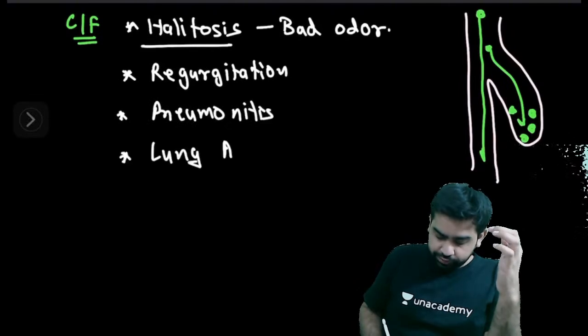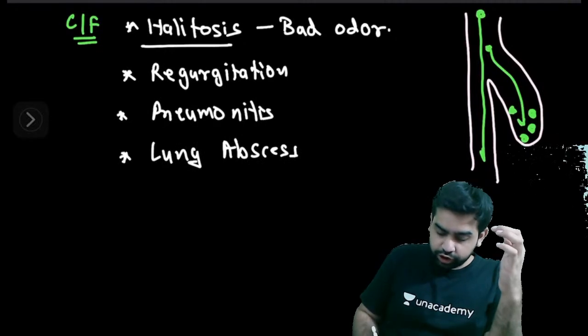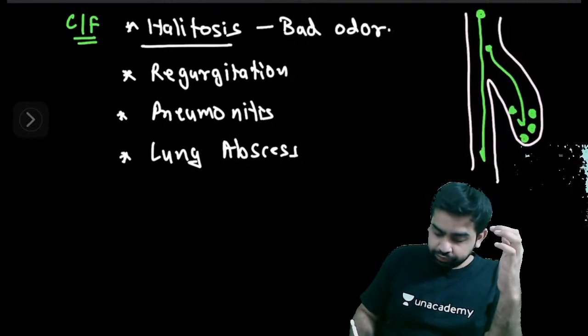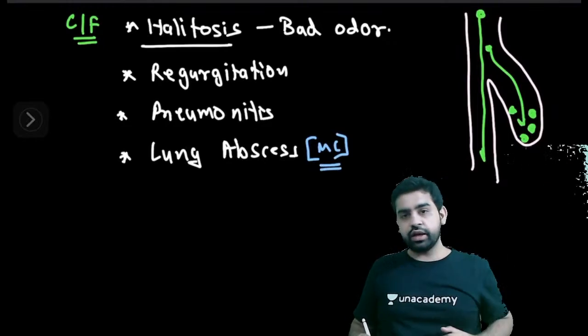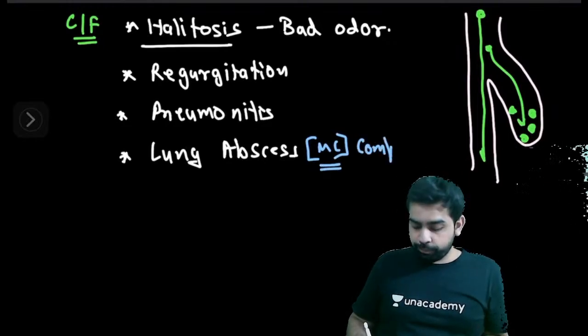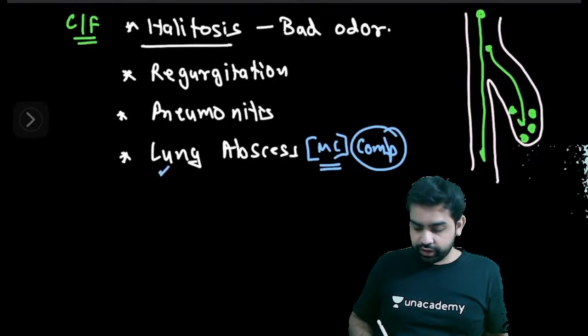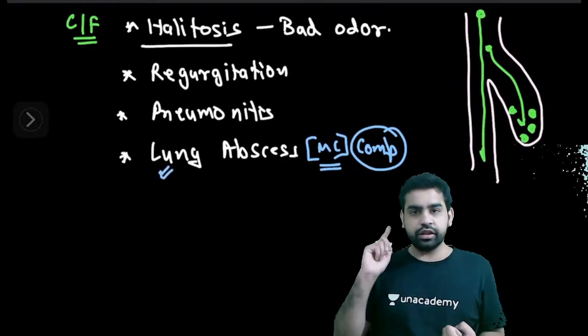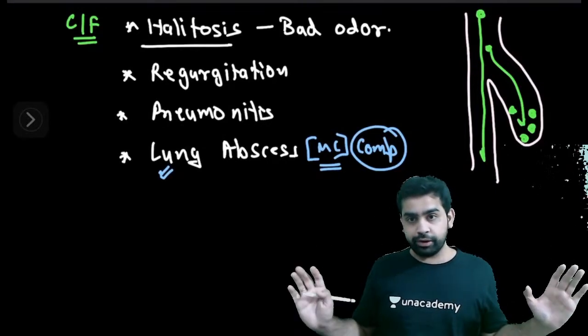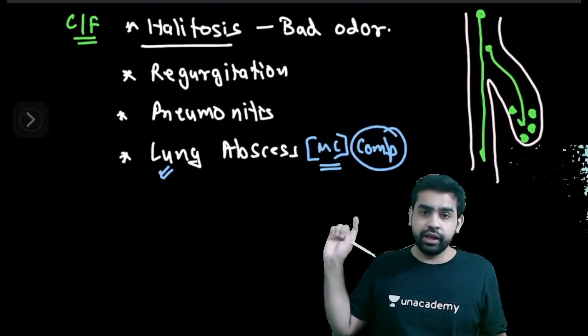Now please understand, this is a very important MCQ which you definitely need to remember: what is the most common complication of a Zenker's diverticulum? The most common complication which you develop in the Zenker's diverticulum is this lung abscess. Please remember this.